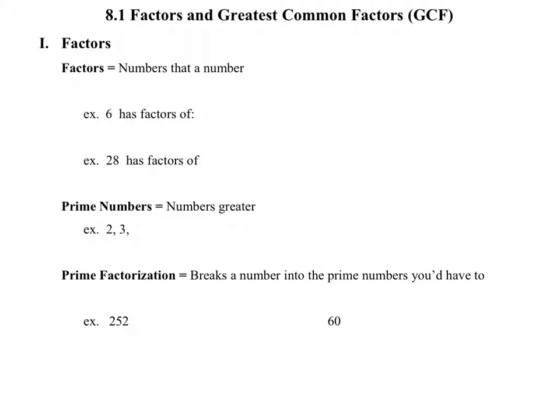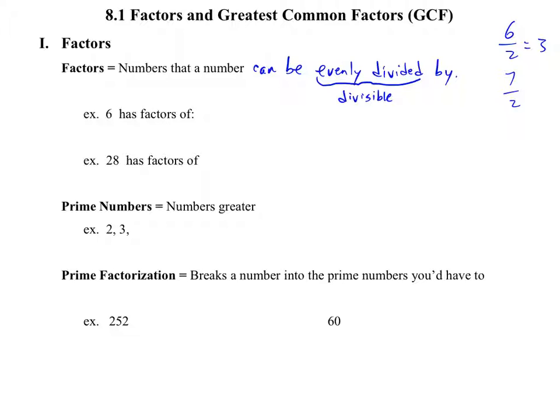So factors, I'm going to write down, are numbers that a number can be evenly divided by. And technically, what I mean by evenly divided by is you can divide it by it and not get a decimal answer. Technically the word is divisible. For example, 6 is divisible by 2, because if you divide by 2 you get 3. But 7 is not divisible by 2, because 7 divided by 2 gives you 3.5. Does that make sense? So, in other words, factors for 6 would include 2 and 3 and 1 and 6.